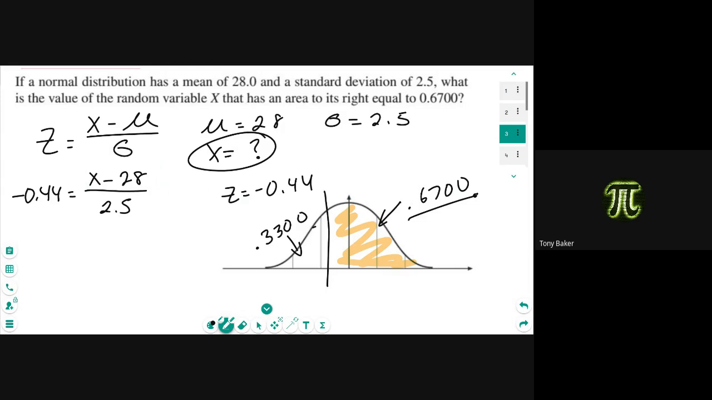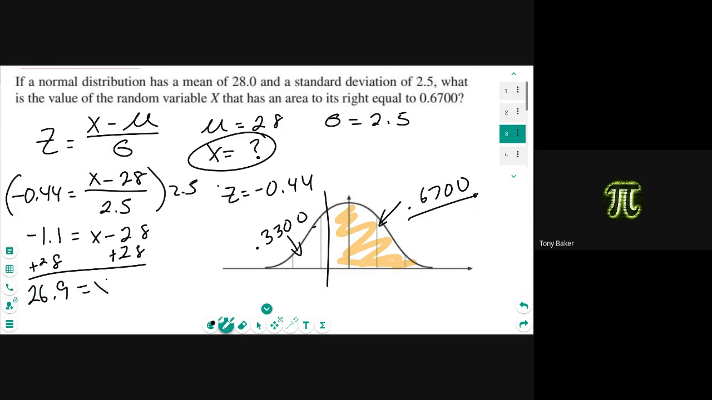We have to do a little bit of algebra. Very small amount. So how do we get rid of division? Multiplication. So I have to multiply by 2.5 first. So do you have the number for me? Negative 1.1. Thank you. And then we add the 28. And that's my answer.